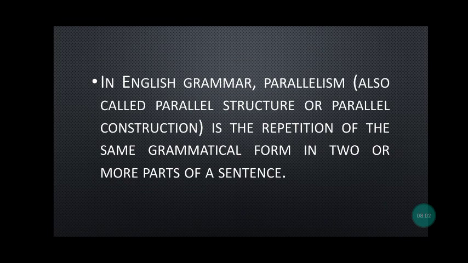Alright, so the definition of parallelism is based on the word parallel, which means to run side by side. There are two kinds of parallelism in writing: parallelism as a grammatical principle and parallelism as a literary device. So the basic example that we can associate with parallelism is like this. Let's say for example, I am watching, eating, and sleep.